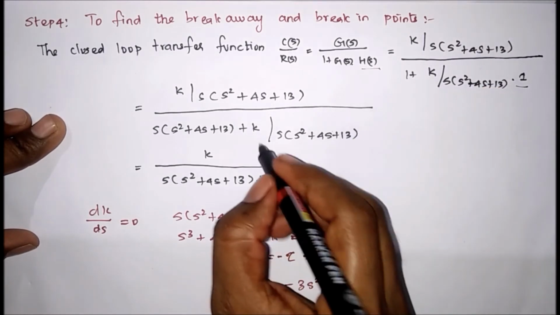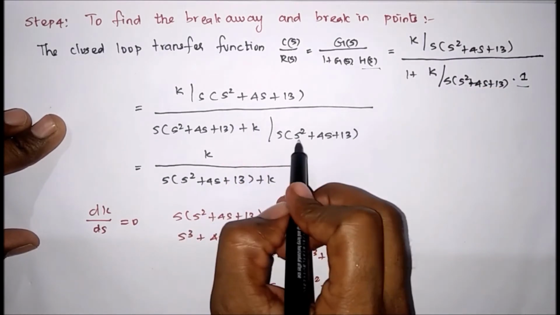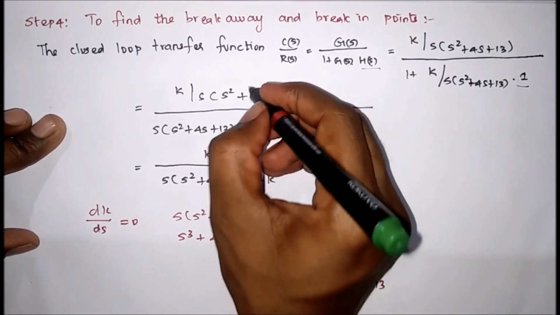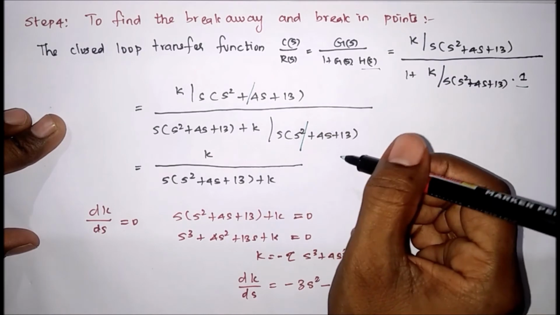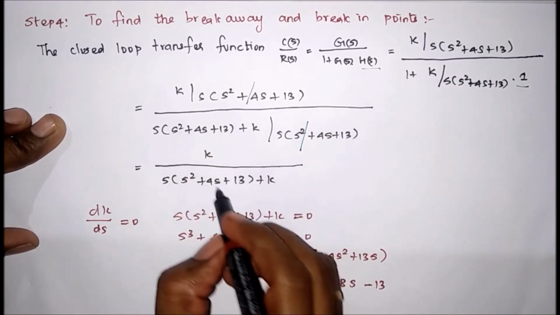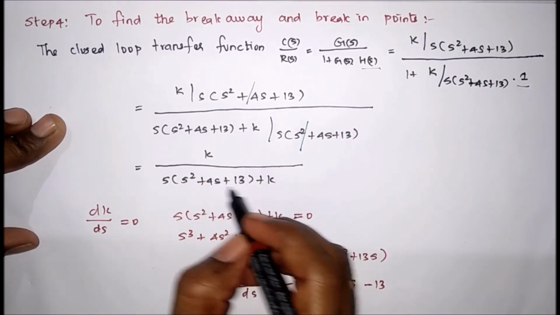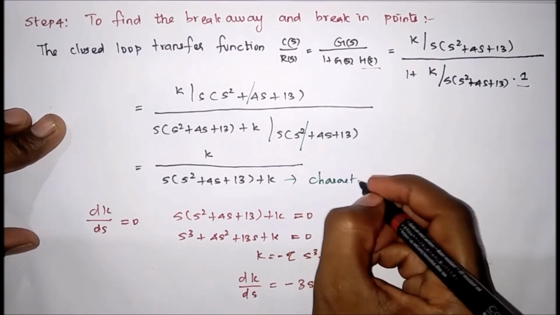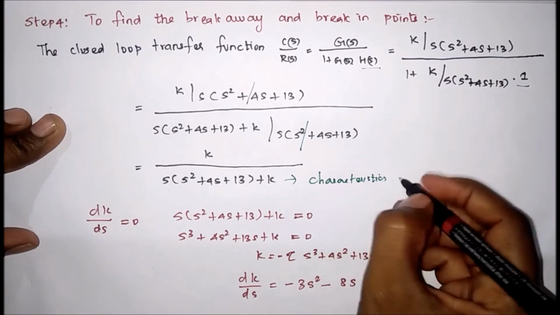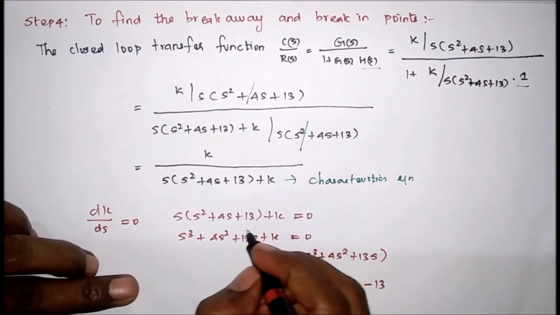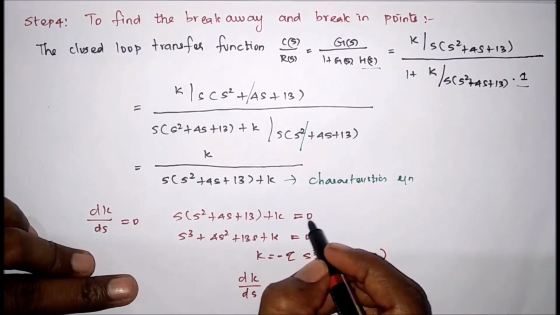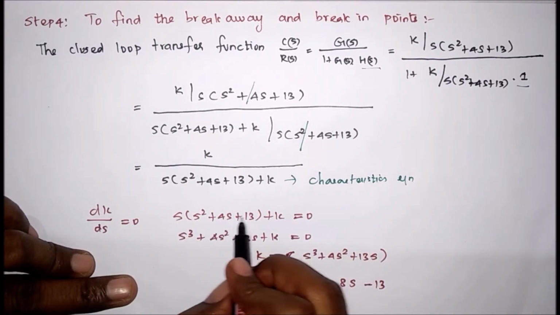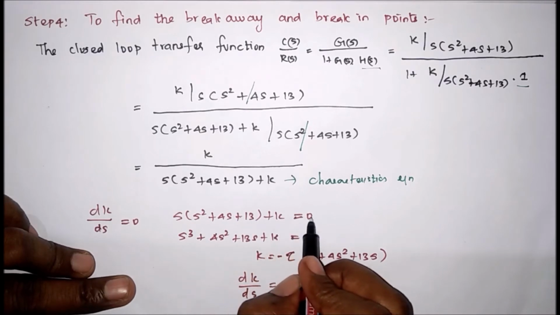Now we have to take the LCM. We multiply this here, then this term and this term are common, so we can cancel. So we will have this; this is the numerator, this is the denominator. This is the characteristic equation. Now characteristic equation equal to 0. We multiply this s inside. It will become s cube plus 4s square plus 13s plus k equal to 0.